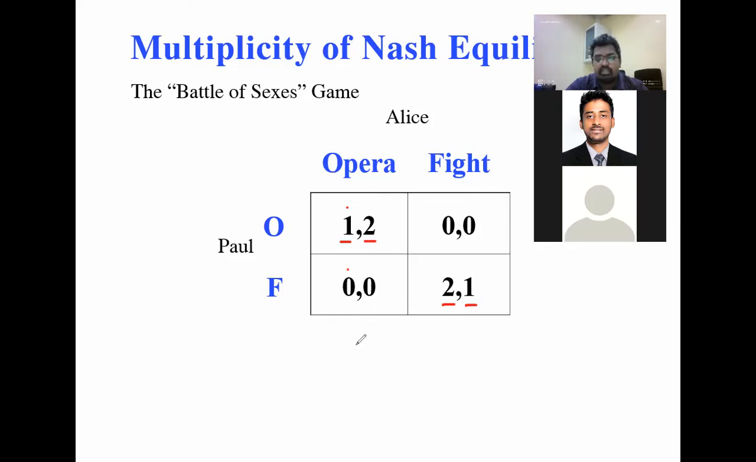Right? And now what can we see here? Multiple Nash equilibria. Exactly. So here we have two Nash equilibria. We have one here and one here. Now, unlike previous examples, here we got two Nash equilibria. Now, what is going on here?